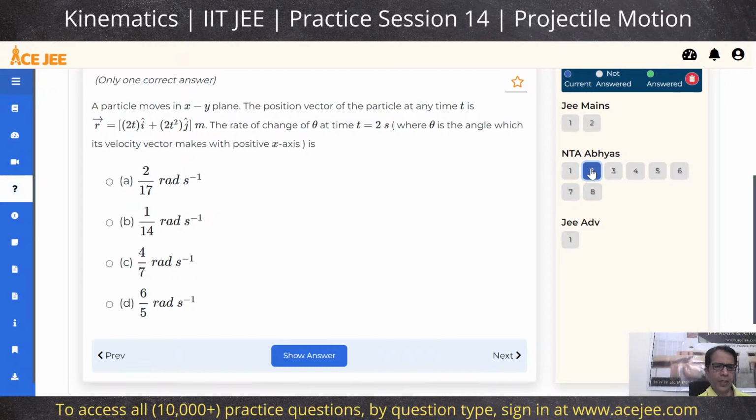It says a particle moves in the xy plane. The position vector of the particle at any time is given by this vector. The rate of change of theta at time t equals 2 seconds is how much? Rate of change of theta, that is d theta by dt, where theta is the angle which its velocity vector makes with the positive x-axis.